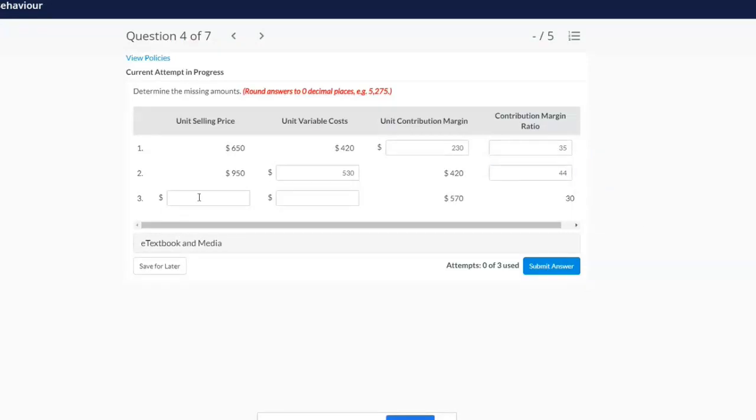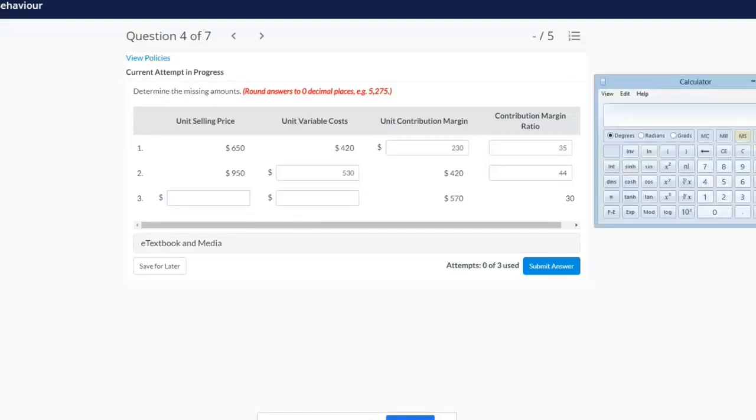Okay, 45 or 44? Never mind, we have different numbers. Sorry. It's 0.442, so it will be 44. Okay, we're sorry, guys.